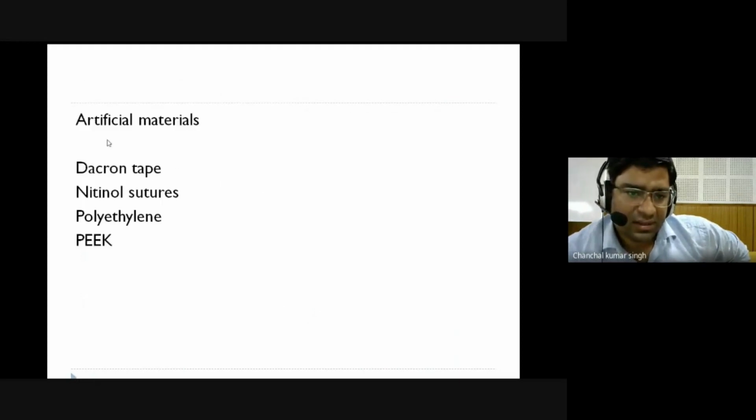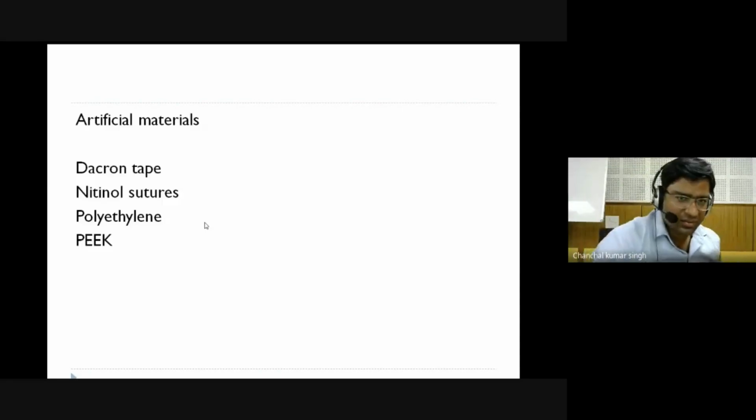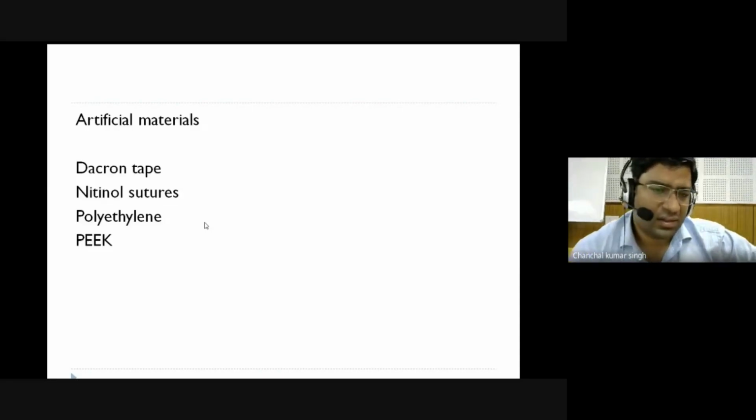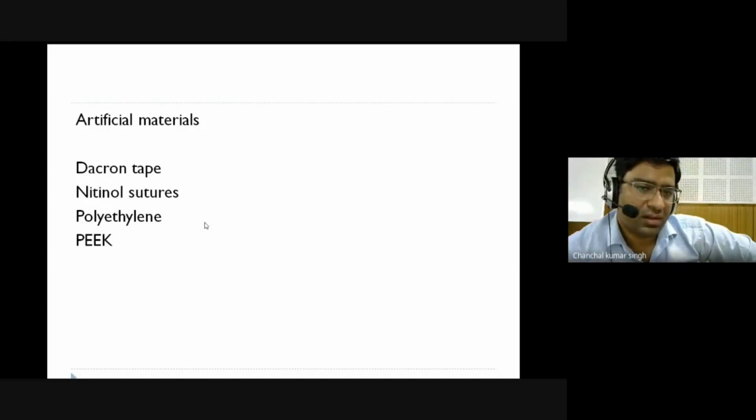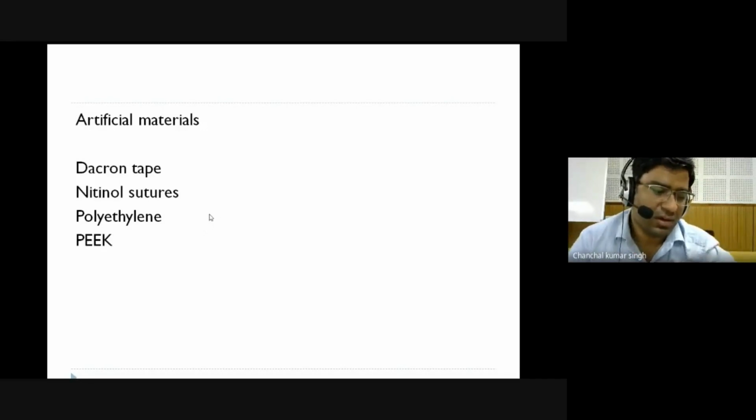You have certain artificial materials also. Just to list them, there are Dacron tapes, Nitrilon sutures, polyethylene tapes, and polyether ether ketone. These are the artificial materials which can be used at times. We mostly use them for augmentation in revision ACL and PCL surgeries, not much for tendon repair, because there you need constant force and constant working. These materials weaken over time because they are not vascular. They just provide a scaffold and gradually weaken, so you need something natural, and these can only be used for bridging the gap or the synthetic part of it.